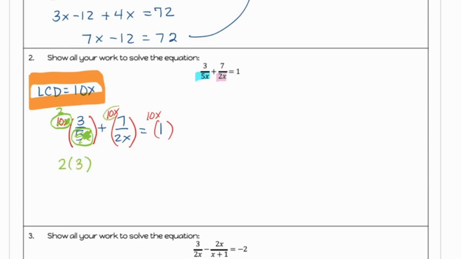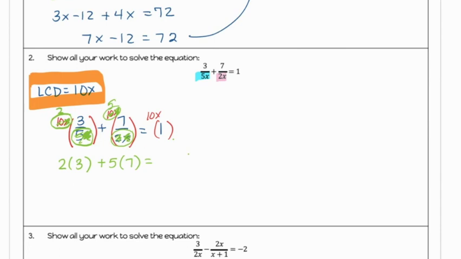I'm looking at the 10x and I'm dividing it by 2x. Why am I dividing it? Because I do have a fraction and fraction is a form of division. So I am going to cancel out those x's first. And I know 10 divided by 2 is 5. So I'm left with plus 5 times 7 equals.